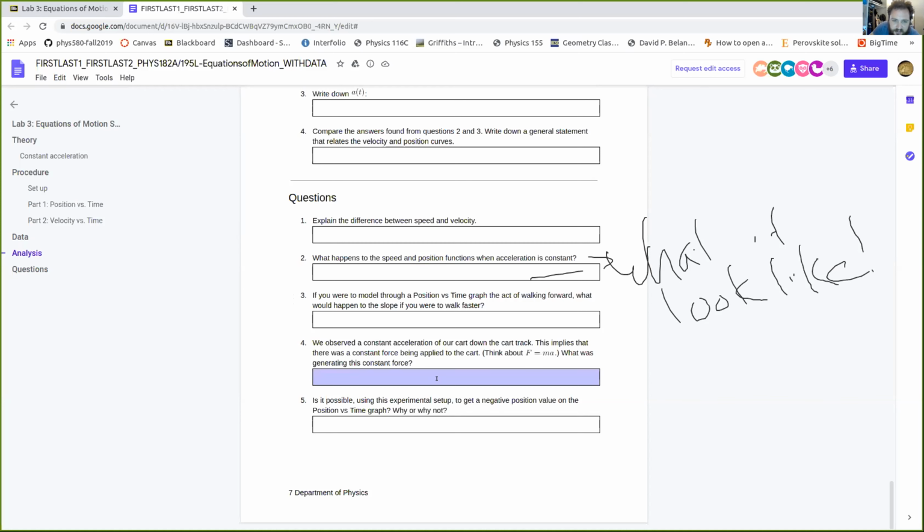Okay, what was the thing generating this constant force? Well, that one should be kind of obvious. It's gravity, right? You don't have to actually calculate mg cosine theta or anything like that. I'm just like, what is the thing that's causing this? Well, it's gravity. Is it possible to get a negative position? I'll accept either answer. Just give me a reason why.